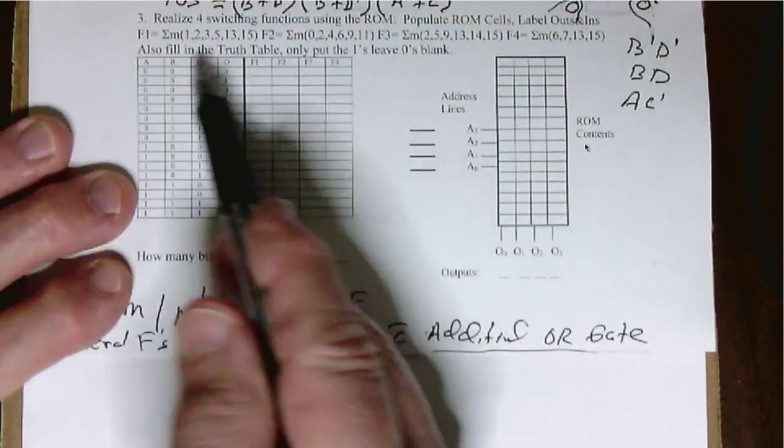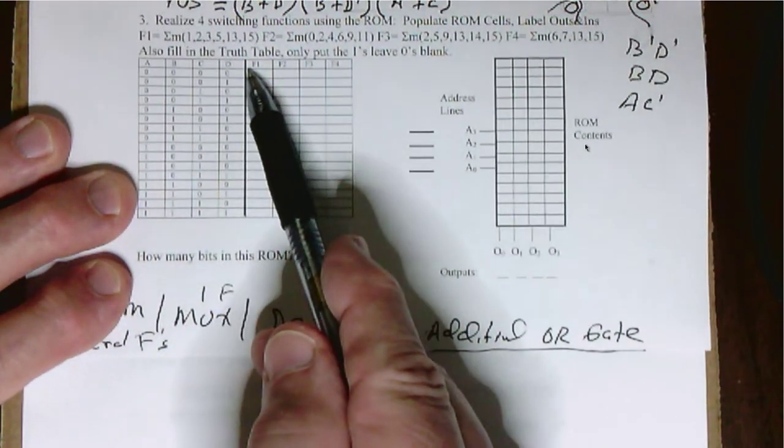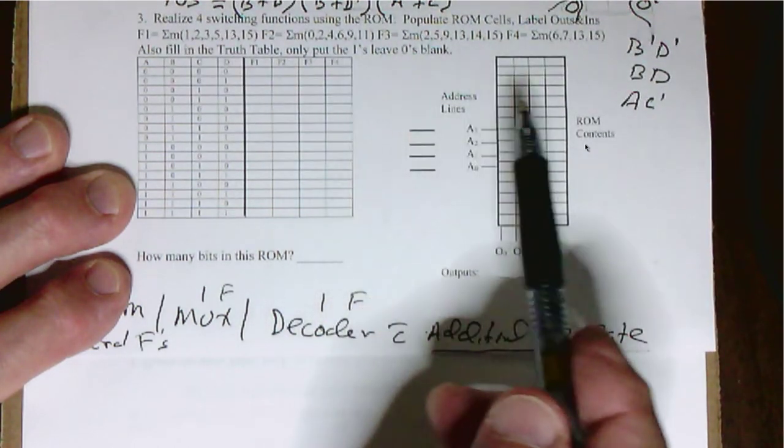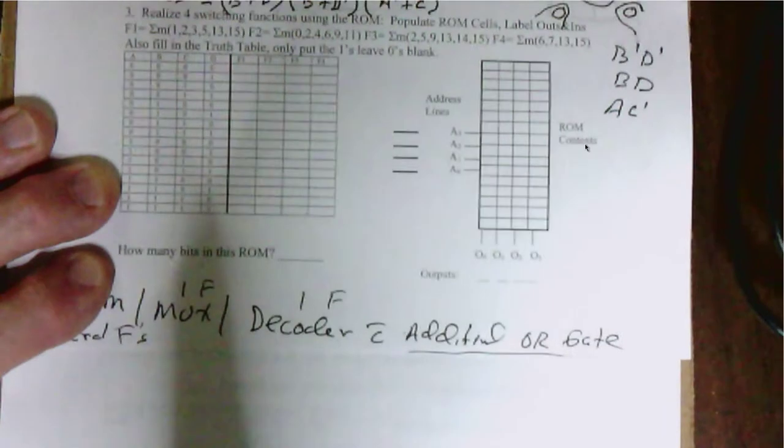And here are given functions. F1, so notice we have a column for F1, a column for F2, a column for F3, and a column for F4. And let me just make sure this thing is focused really good.